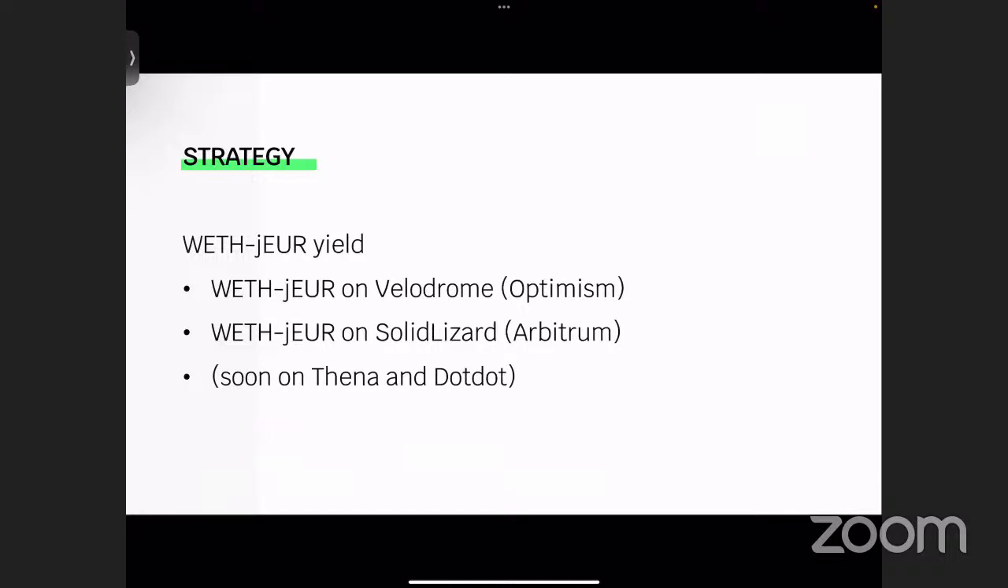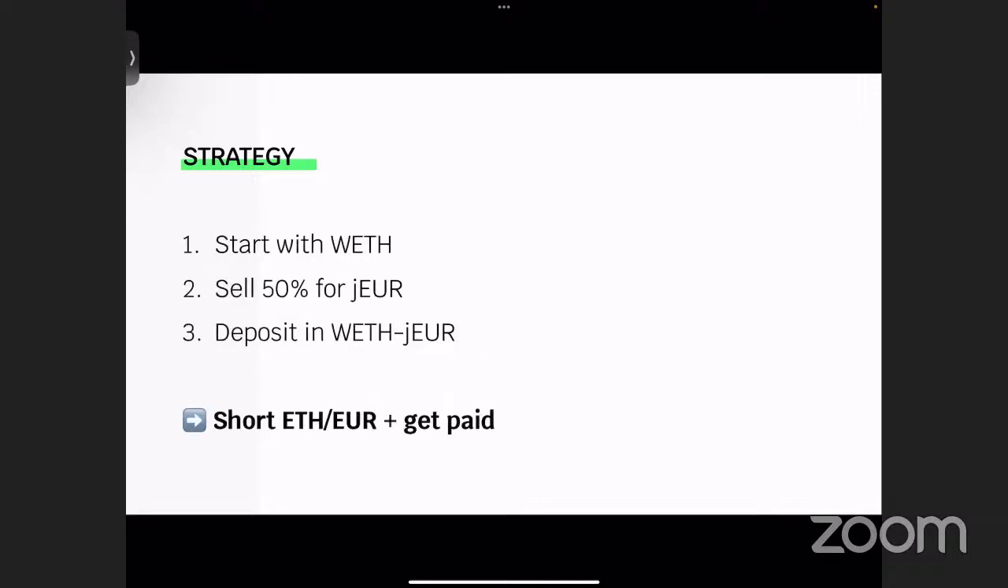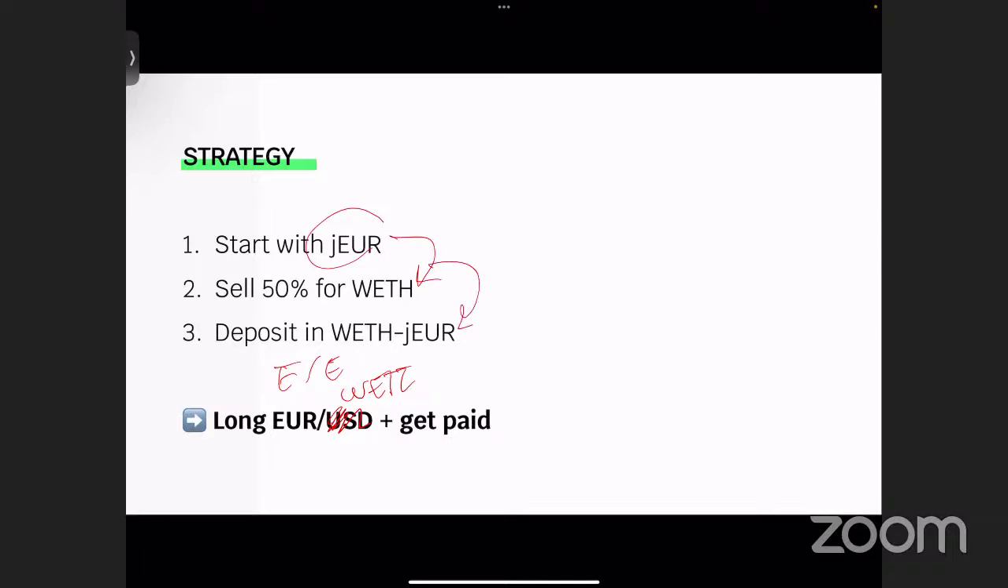We have also wrapped ETH JEuro pools. So it's the same system as USDC. You have them on Velodrome and on Solidlizard and soon on Thena and on BNB. Same thing, you can start with wrapped ETH. You sell half of them for JEuro. And this is good if you think that ETH euro will go down. If you think that euro ETH will go up, you start with JEuro, you sell the JEuro for ETH, and so on.